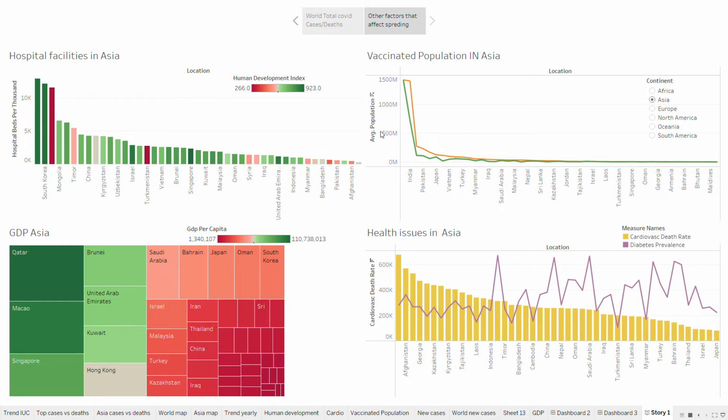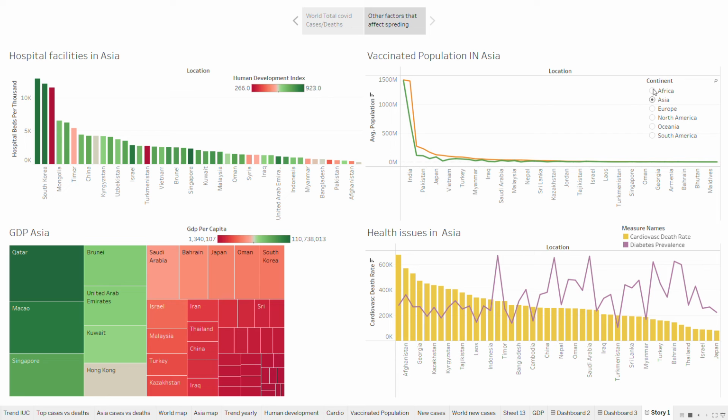After that, you can see the average population, or you can see the vaccinations done all over the world, in which China is at the top level. In China, the maximum number of vaccinations are done. Then India is at the second level.